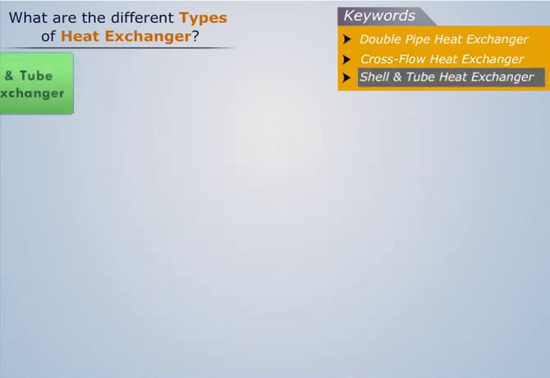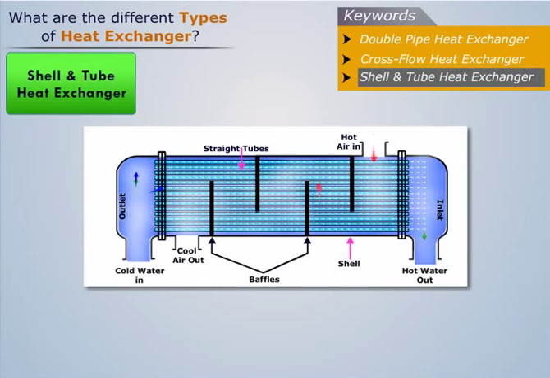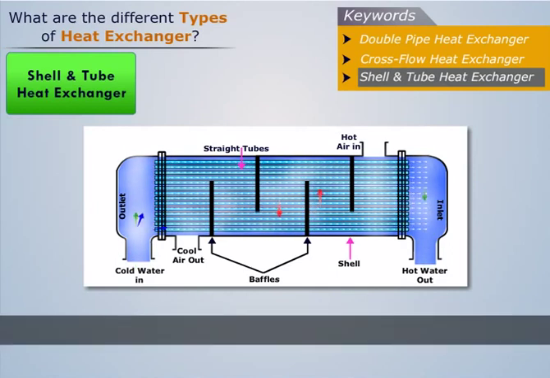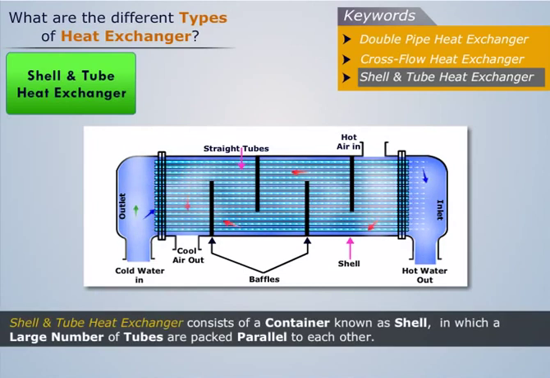Now let us take a look at the shell and tube heat exchanger. It consists of a container known as shell, in which a large number of tubes are packed parallel to each other as shown. The cold fluid enters through the tubes and the hot fluid enters through the shell. Thus, shell and tube heat exchanger consists of a container known as shell, in which a large number of tubes are packed parallel to each other.